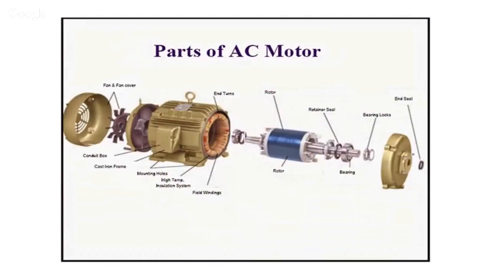Now this is the exploded version of an AC motor. So you can see all the different parts here. This is the fan cover. This is the cast iron frame. Here is the rotor. This is the shaft, the bearings, the bearing locks, and this is the end cover of the motor.